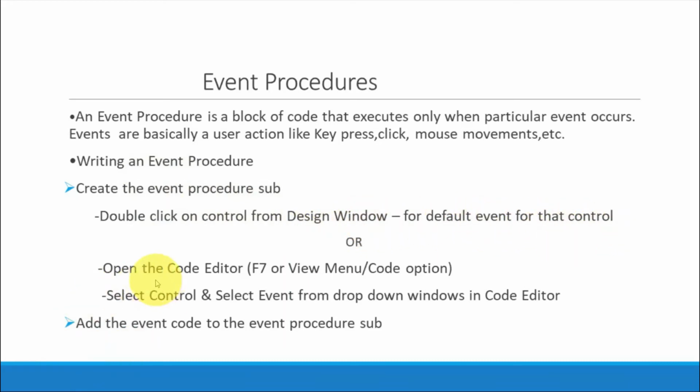Or open the code editor with F7 or the View menu Code option. Then we have to select the control and select the event from the drop down lists in the code editor. Add the event code to the event procedure sub. After double clicking on the control, or going through this method, the code window will open and we will put the code into it.